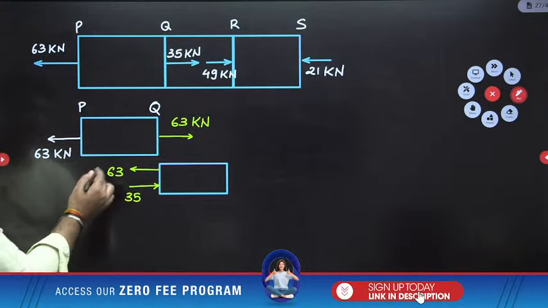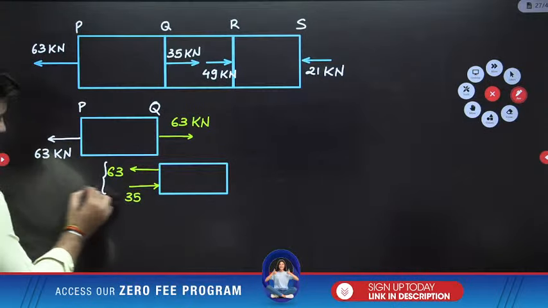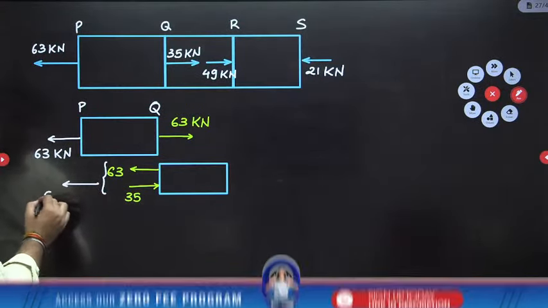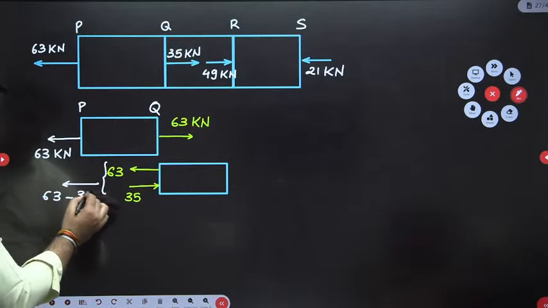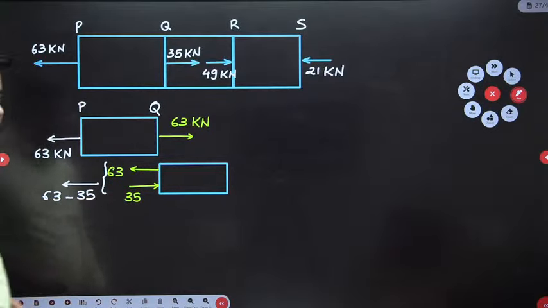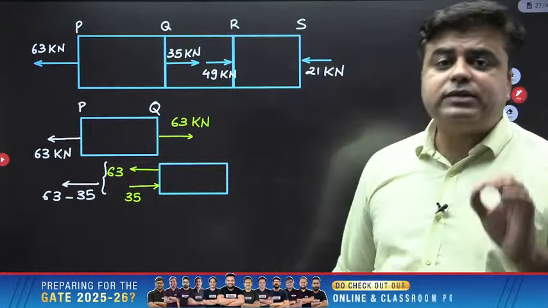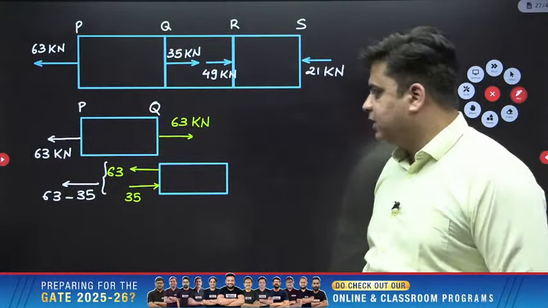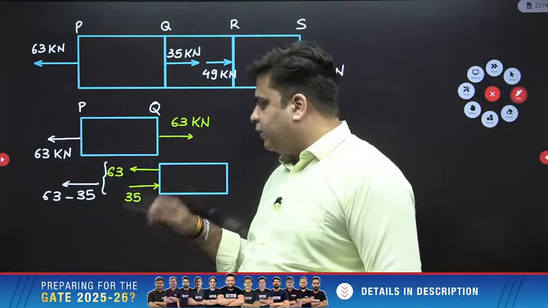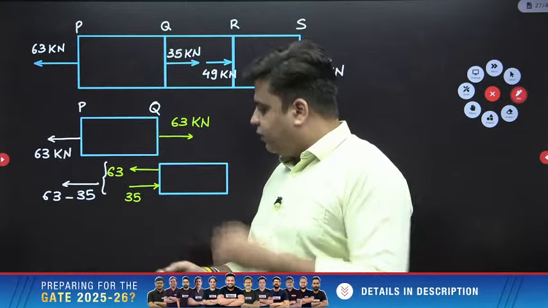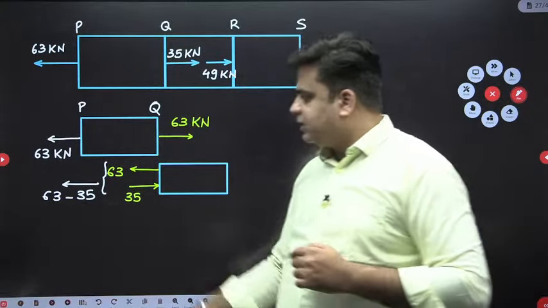What is 63 minus 35? Please tell me, what is 63 minus 35? Quickly tell me the answer. So 45, 55, 55, 28. 63 minus 35 will be 28.